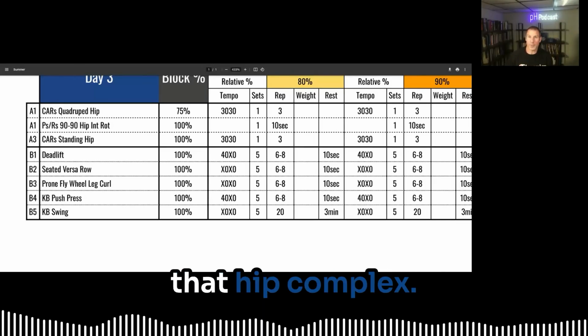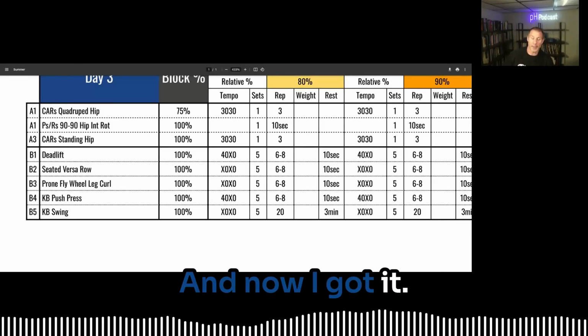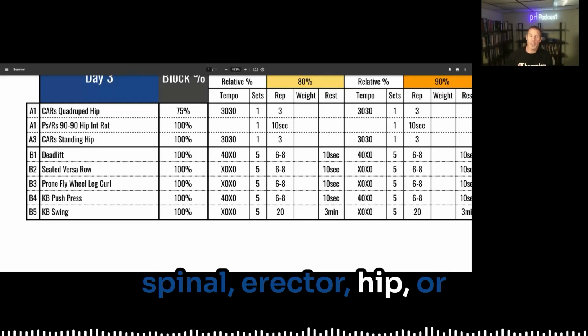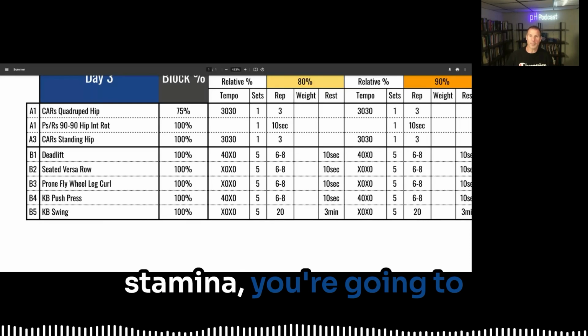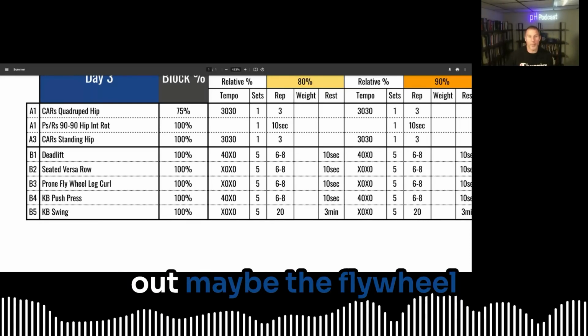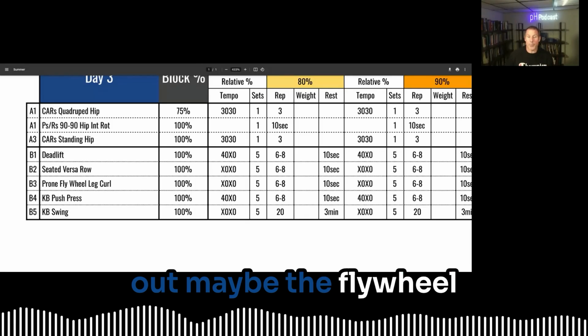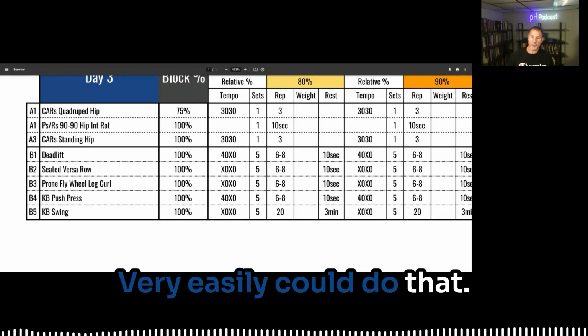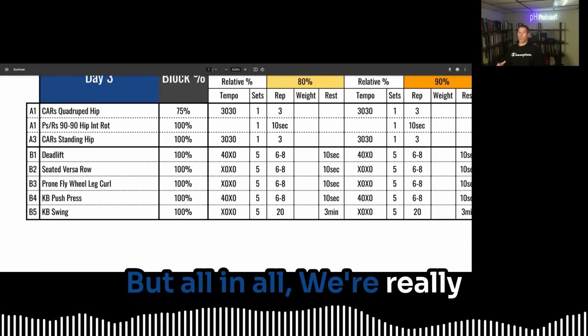And then the final aspect would be just a good swing, right? Just load that hip complex and now I've got it. And if you don't have good spinal erector, hip, or upper back strength and stamina, you're going to get exposed in this one. So arguably sub out maybe the flywheel leg curl for a little bit more anterior chain. Very easily could do that. But all in all, we're really breaking this down.